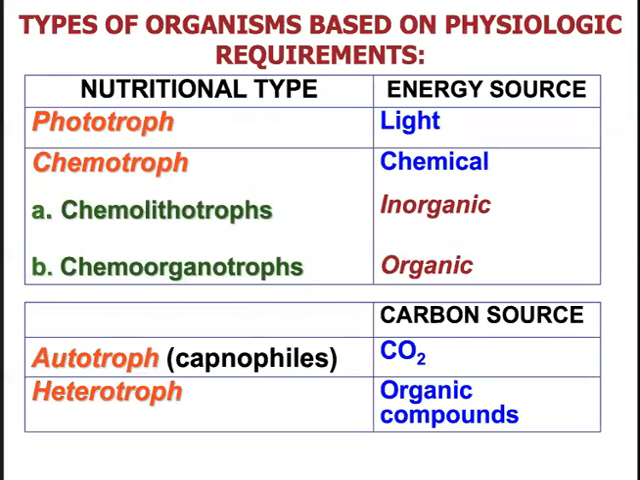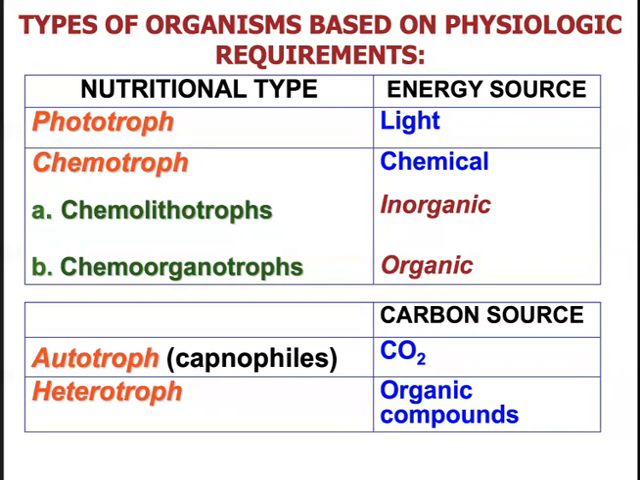Based on their nutritional or physiologic requirements, we can also classify organisms. An organism is called a phototroph if it gets its energy from light. Some organisms need light, not necessarily sunlight; artificial light inside the incubator would be necessary for them to grow. Some organisms need different types of chemicals to gather energy, and we call them chemotrophs. So phototrophs gather energy from light, and chemotrophs gather energy from chemicals.